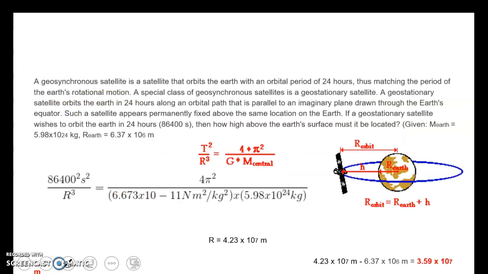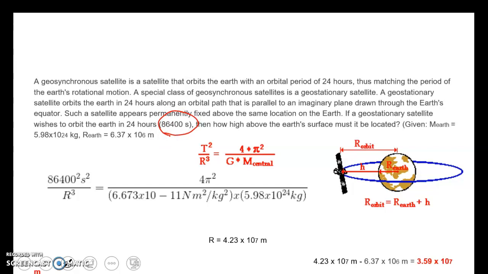Lastly, we got a satellite that orbits the Earth with an orbital period of 24 hours, thus matching the period of the Earth's rotational motion. A special class of satellites is a geostationary satellite. A geostationary satellite orbits the Earth in 24 hours along an orbital path that is parallel to an imaginary plane drawn through the Earth's equator. Such a satellite appears permanently fixed above the same location on the Earth. So if you're standing there, you'd see it in the same place all the time. A geostationary satellite wishes to orbit the Earth in 24 hours, which is 86,400 seconds. How high above the Earth's surface must it be located?